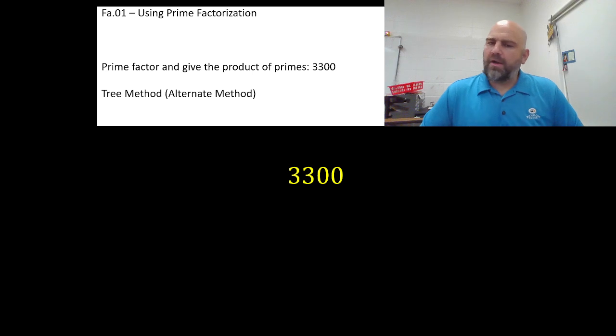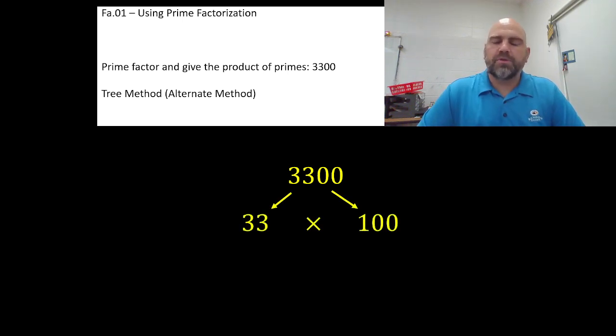Now, you can start wherever you want, but I'm going to look at two numbers which multiply to 3,300. What are a pair of factors of 3,300? There are many options, but I'm going to use the numbers 33 and 100. So 33 times 100 gives us 3,300. Now, are these numbers prime? No, they're not. We can break down each one of them into something smaller.